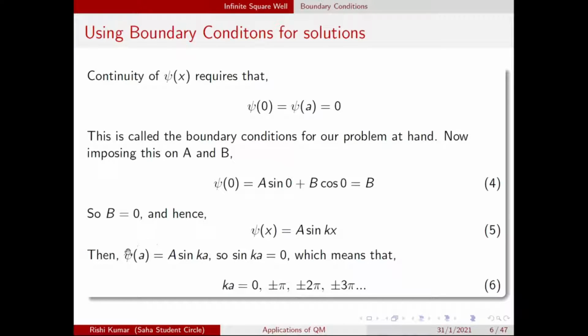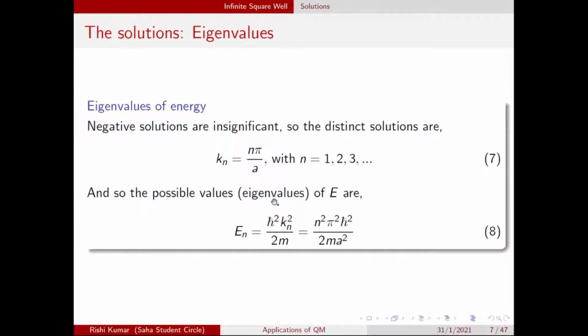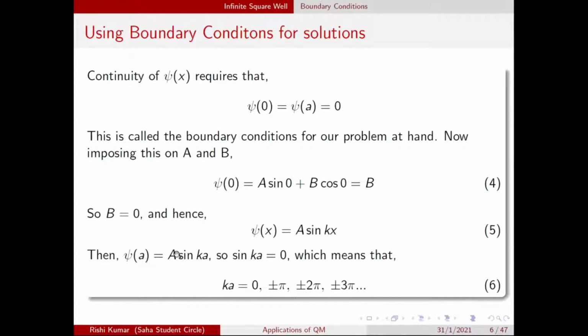So now ψ of a equals A sin ka, again a simple substitution. So sin ka needs to be 0, because again ψ of a is 0. So let's take that ka needs to take these values: 0, π, 2π, and 3π, from the property of the sine wave, which we must have seen before. Okay, so ka equals 0 cannot exist because that essentially says that ψ of x equals 0, and then that is non-normalizable, right?